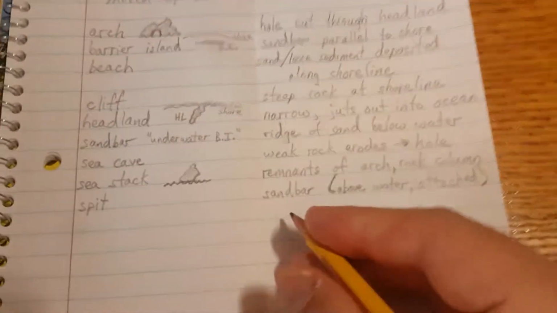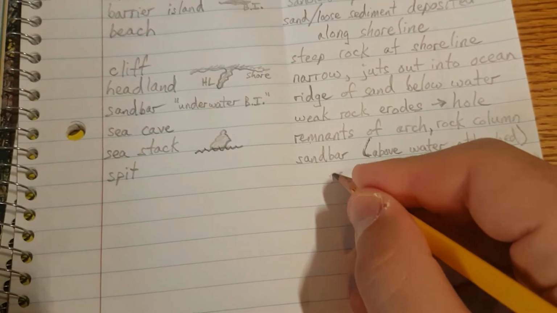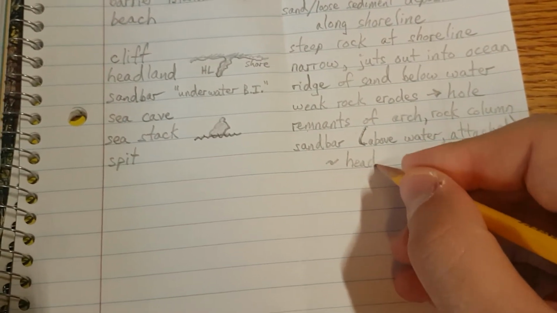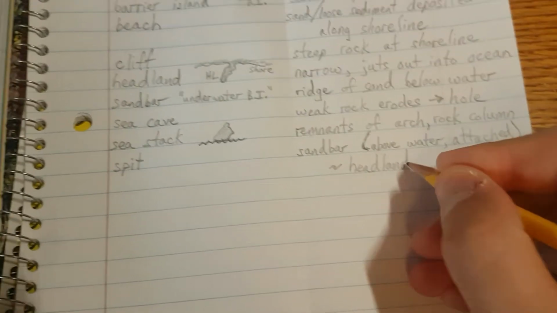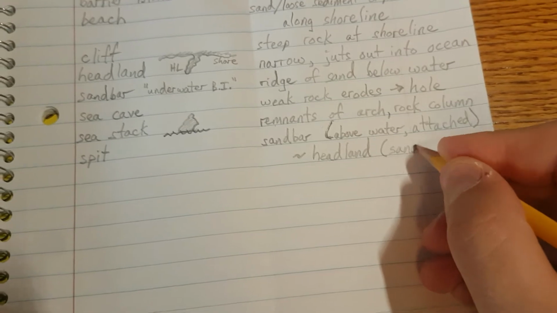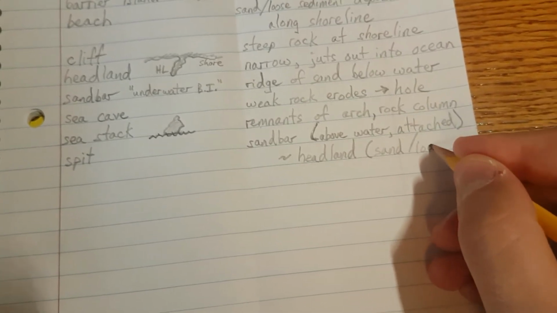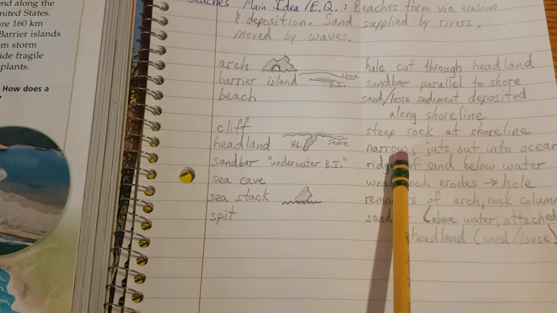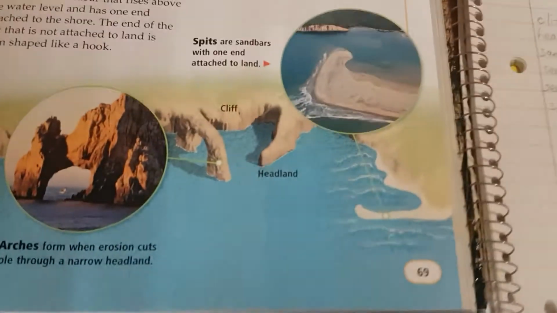Interesting. Let's do that. Okay, squiggle. We indented and then squiggle. Headland, H-E-A-D-L-A-N-D. So it's like a headland, but it's made out of sand, or it's loose sediment. Headlands, remember, are basically rock. Okay, wow, that was a lot of vocabulary words, but now we can move on to the red section.